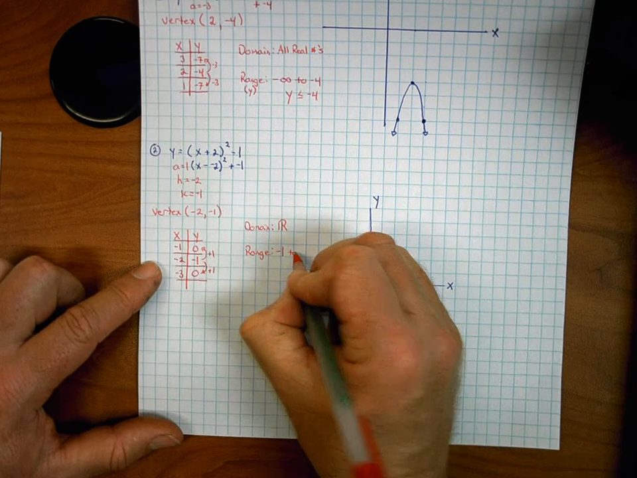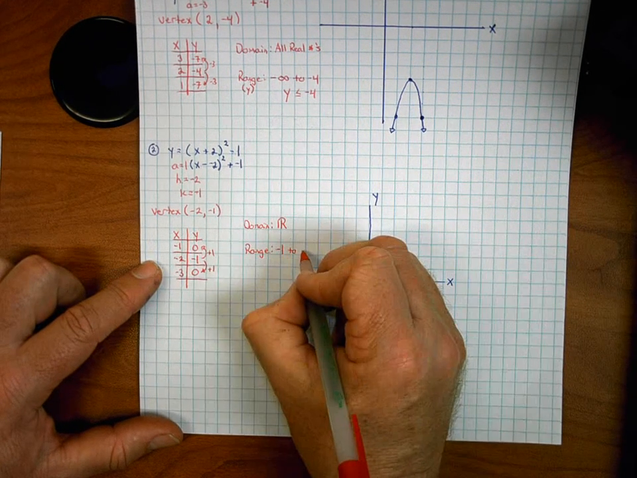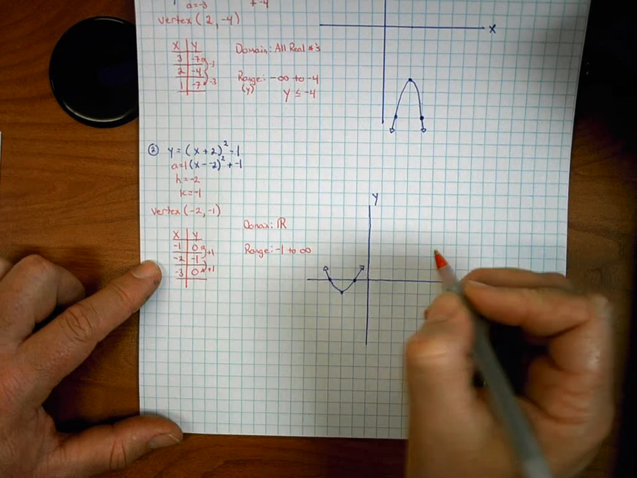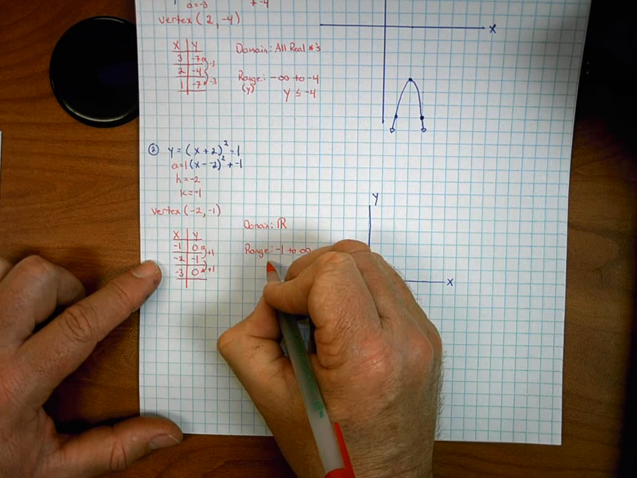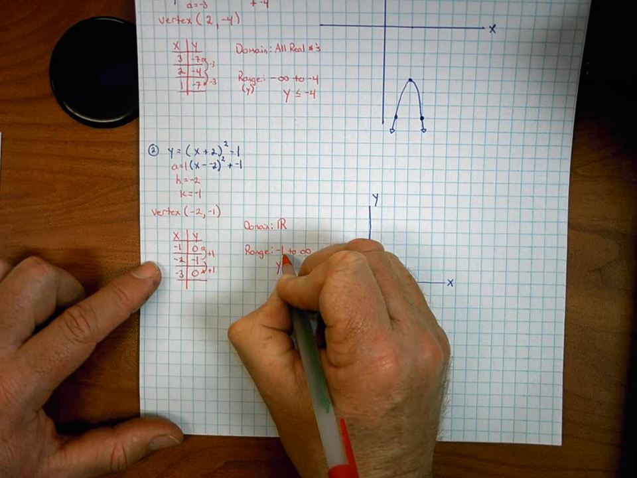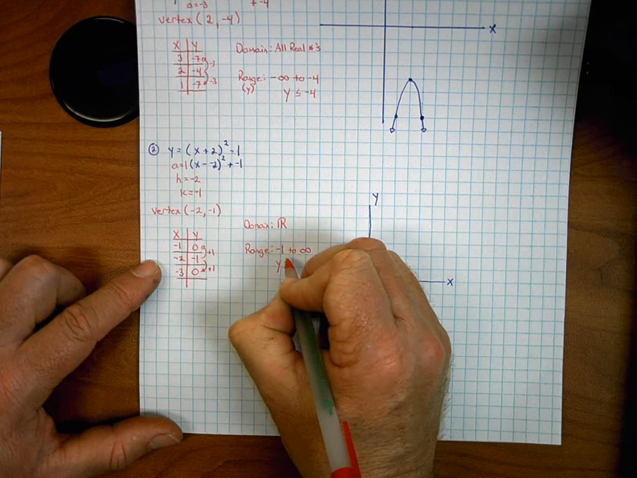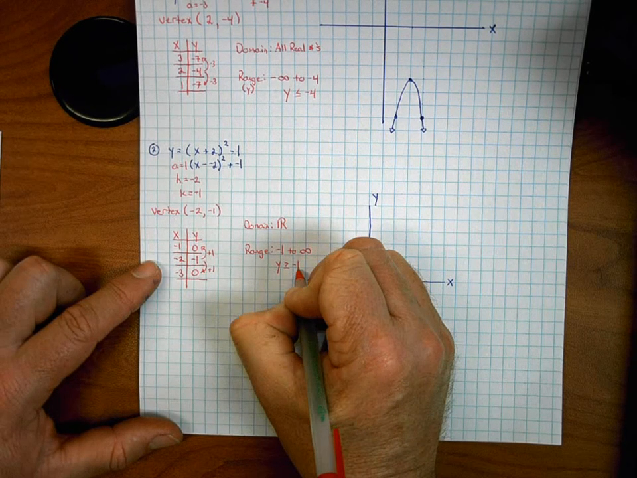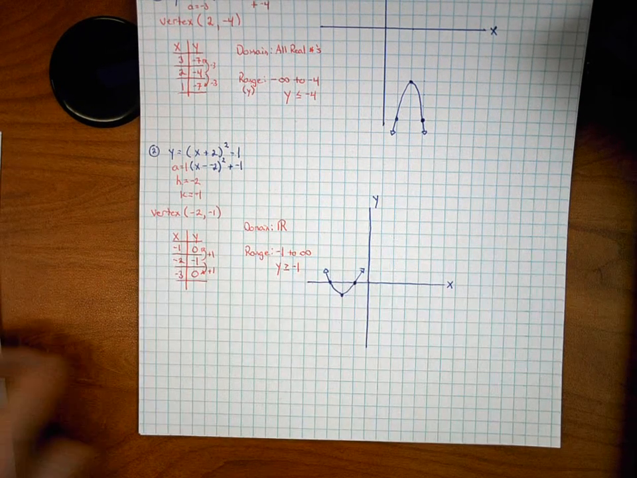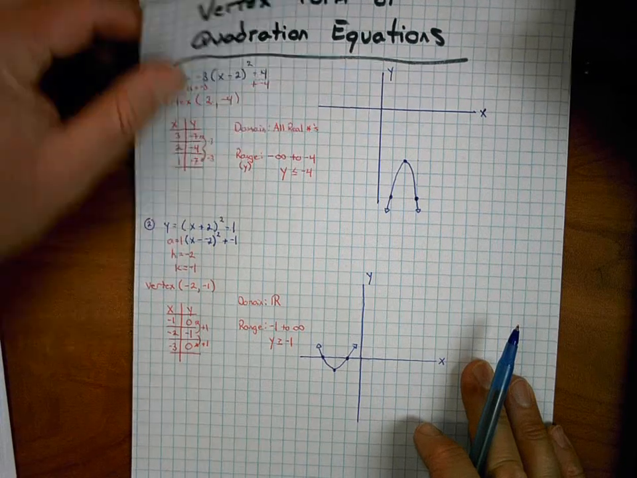And how high does it go up? This graph keeps going up, so it goes to infinity. If I wanted to write that as an inequality, I would write y is greater than or equal to -1, all numbers greater than or equal to -1. So that would be how we did number 2.